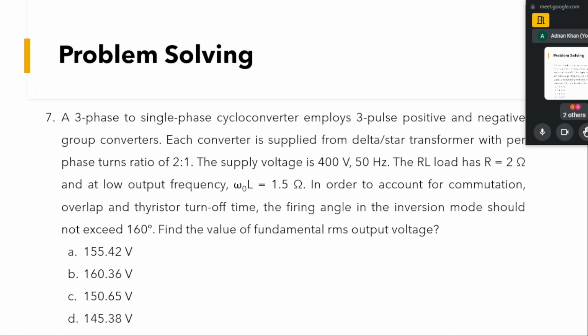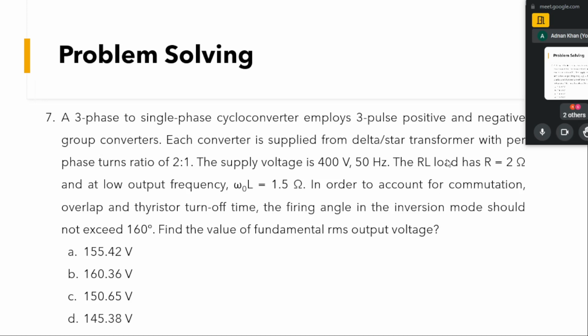We have a cycloconverter with three pulses. You can see a three-phase half bridge. You can take into consideration that each converter is supplied from a delta-star transformer per phase, with a transformer turns ratio of 2:1. The supply voltage is 400 volts and 50 hertz.